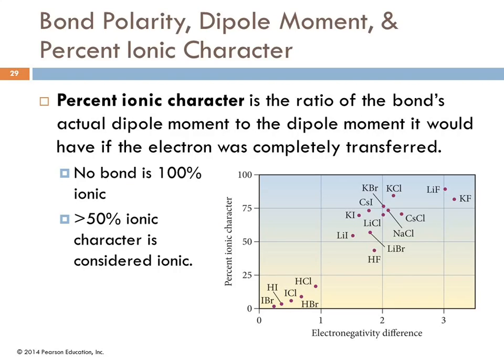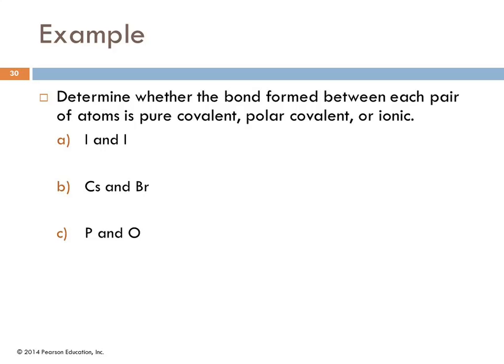We can talk about percent ionic character, the ratio of the bond's actual dipole moment to the dipole moment it would have if it were fully ionic. No bond is 100% ionic. If it's greater than 50%, we consider it to be ionic. So if we look here, down here under 25% ionic character, all of these are nonmetals. And up here, these guys, with the exception of hydrogen fluoride, which is still under 50, all of these guys are metals and nonmetals. So they fall into the ionic camp, I guess. Okay.